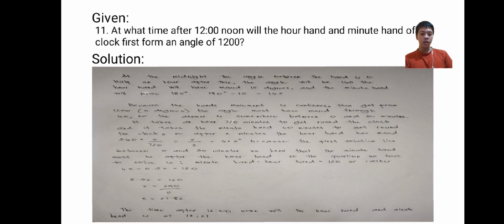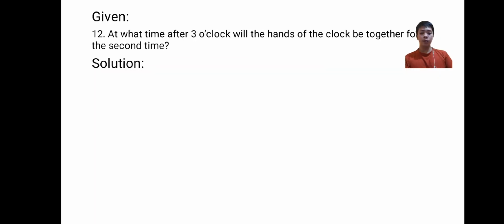So 6x minus 0.5x is equal to 5.5x. So bring down the 120. So x is equal to 240 over 11. So the final answer is x is equal to 21.82. The time after 12 noon when the hour hand and minute hand are at 120 degrees is 12:21. Question number 12. At what time after 3 o'clock will the hands of the clock be together for the second time?